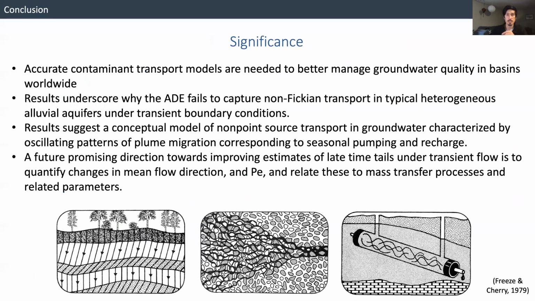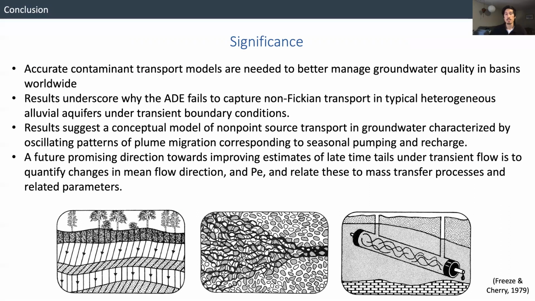And this research, kind of tying it all together, gets us one step closer to developing upscaled models that accurately describe how contaminants move through groundwater. And this will help us better manage groundwater quality in basins worldwide. Specifically, our results underscore why the transient transport based on the ADE often fails to reproduce non-Fickian transport. When flow direction changes, this alters the governing physics of the geologic domain with consequences on non-Fickian preferential flow and tailing.